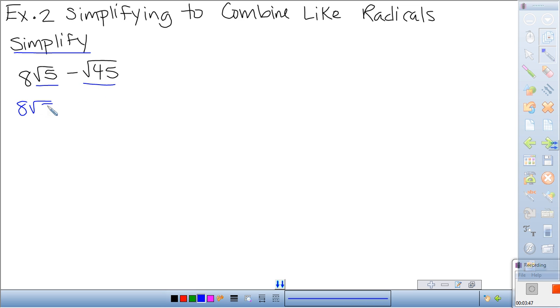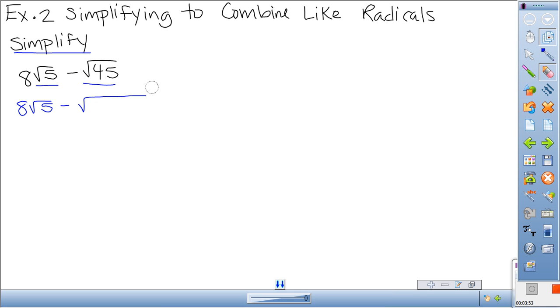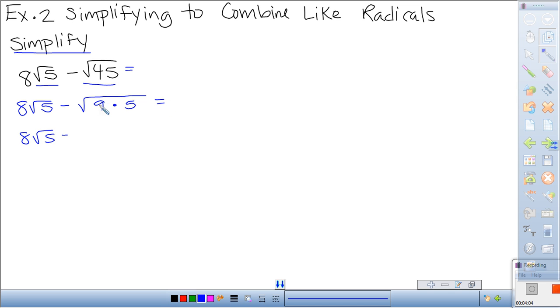I'm going to leave 8 square roots of 5 alone, minus, now I'm going to simplify the square root of 45. I know 45 is 9 times 5. 9 is a perfect square, so I'm going to leave it alone, times 5. And then I can simplify that. So the 8 square roots of 5 minus, what is the square root of 9? 3. So I pull out the 3, and 5 has to stay inside, 3 square roots of 5. Now, since we simplified the square root of 45, notice that we do have like radicands, and we can do 8 square roots of 5 minus 3 square roots of 5. Just think of it like 8x minus 3x, which would give you 5x. So 8 minus 3 is 5 square roots of 5, and that's your answer.